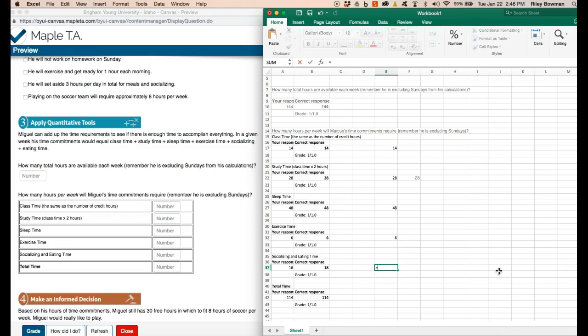Again, to get it to calculate like a calculator, press equals. We have 6 days a week times 3 hours of meal and socializing. Press enter, gives us how many hours for that. And then the last one was the total time with everything.